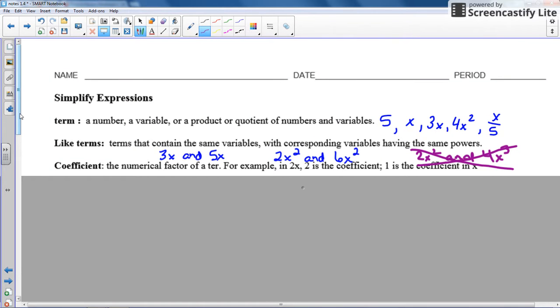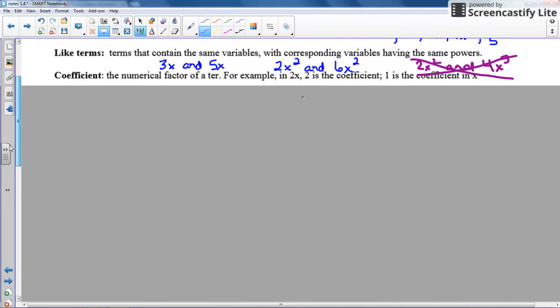And then a coefficient is, I think we've talked about this before, but a coefficient is the numerical factor of a term. Oops, there's a typo. So for instance, in 2x, 2 is the coefficient. In just x, 1 is the coefficient. Okay? So if a variable is by itself, it has a coefficient of 1.